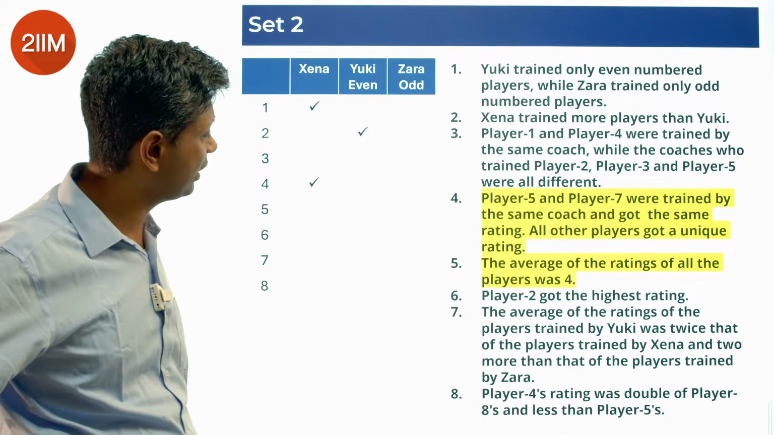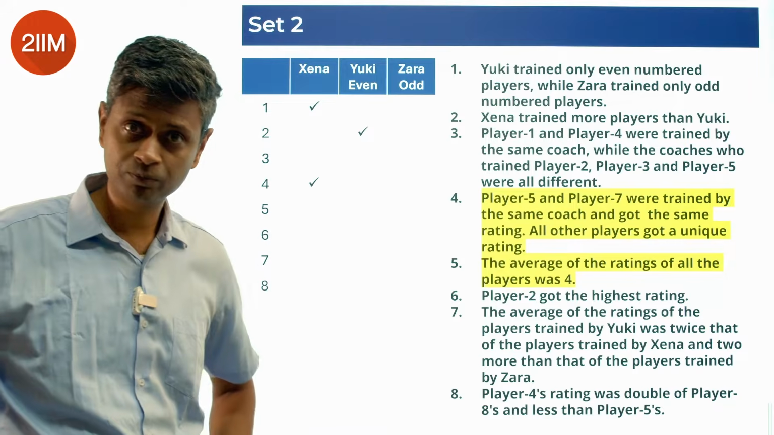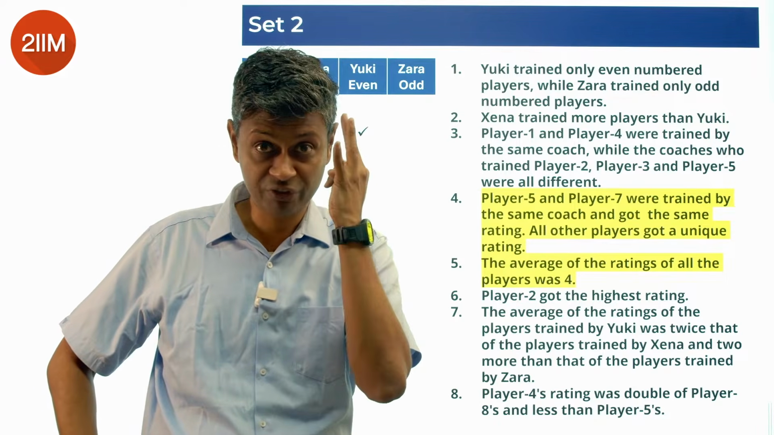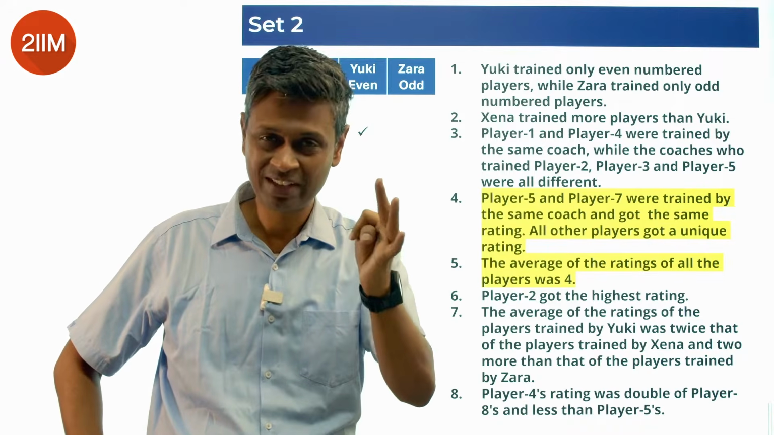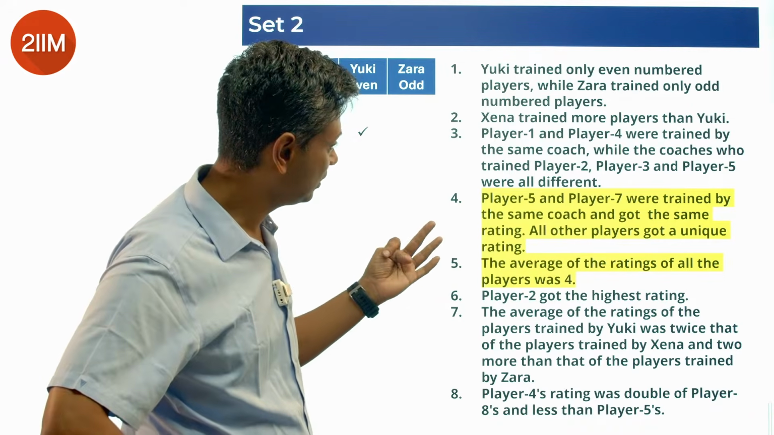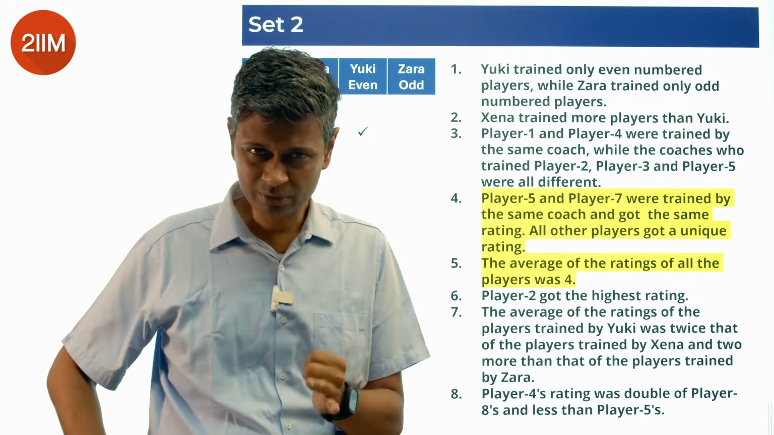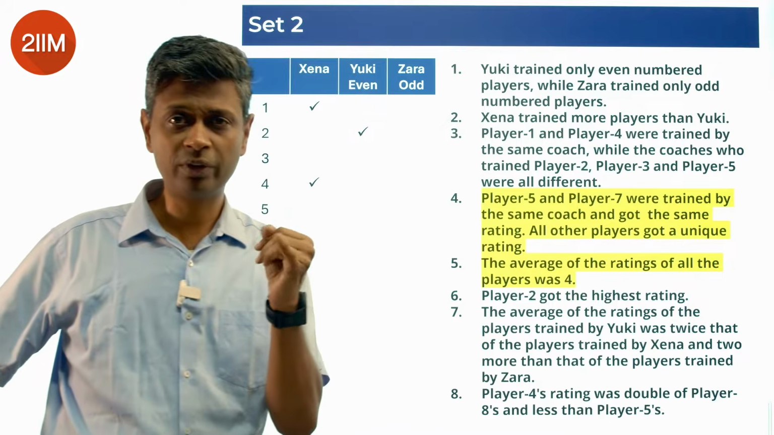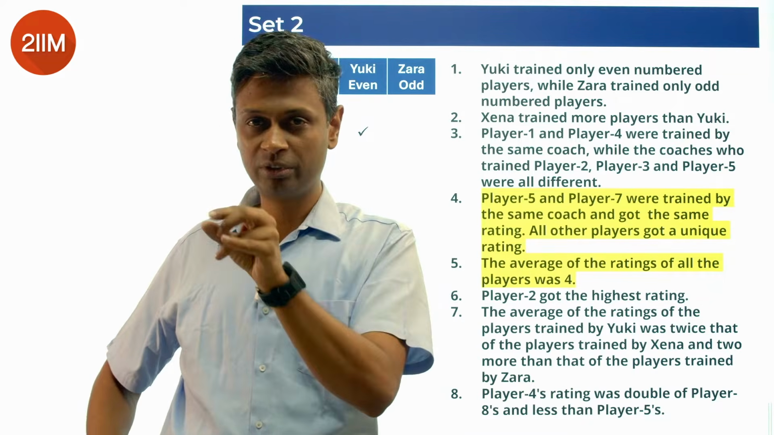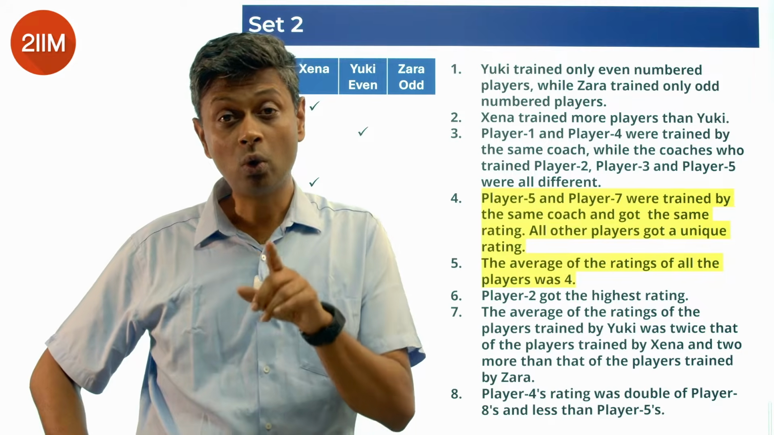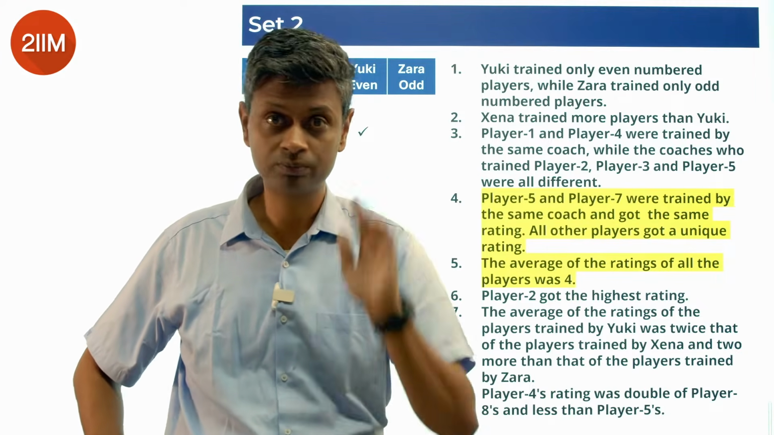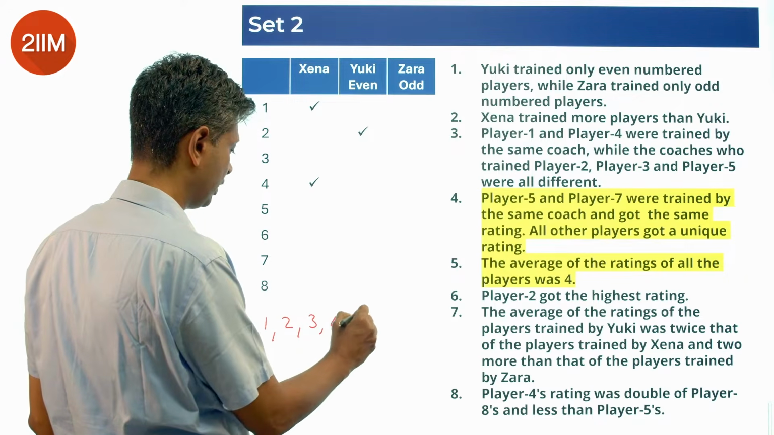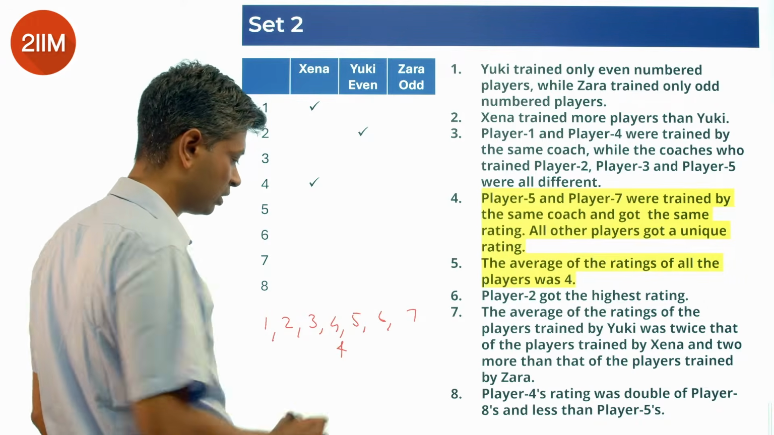Player 5 and player 7 were trained by the same coach and got the same rating. All other players got a unique rating. So 1, 2, 3, 4, 5, 6, 7 feature each of them once, and then one number repeats. What is the repeating number? Very nice. Average of all the ratings was 4. Average of 1, 2, 3, 4, 5, 6, 7 is 4. Bang in the middle. 7 numbers in a sequence, middle number is the average. Overall average is also 4, or repeating number is 4. Or our ratings are 1, 2, 3, 4, 5, 6, 7 and an extra 4.